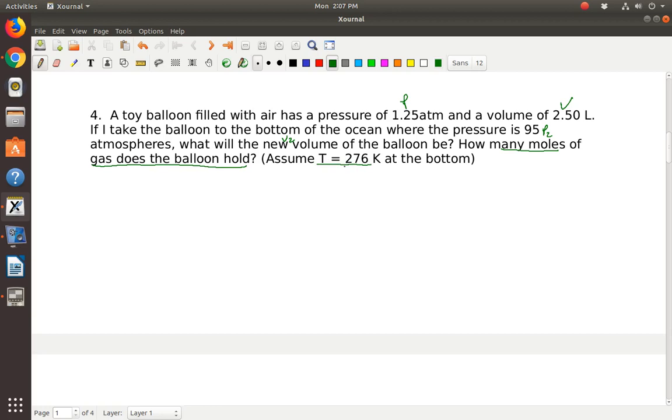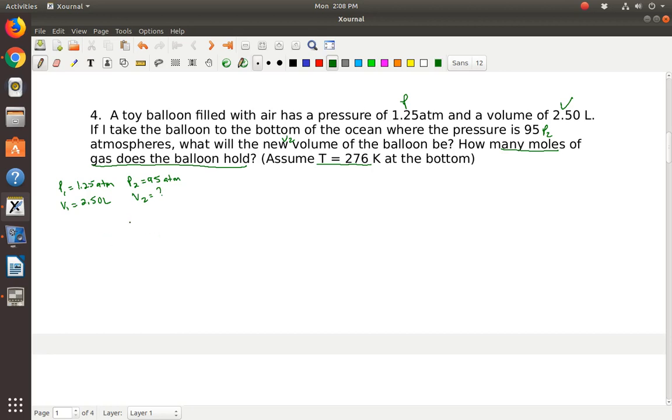Okay, so this is going to involve two questions. Notice we have two pressures and two volumes. So the first one is, what's the new volume? Well, since I have pressure and volume, I know P1, pressure 1, is 1.25 atmospheres. It says volume 1 is 2.50 liters. And then it says if you take the balloon to the bottom where the pressure has changed and is now 95 atmospheres, it's asking me what's the new volume. At the bottom, what will it be there?